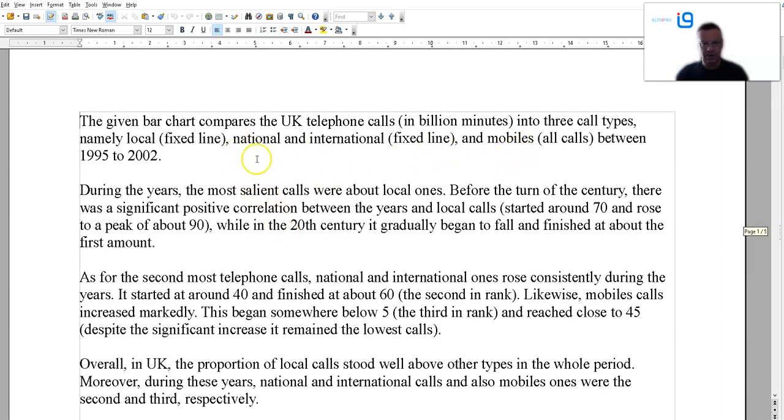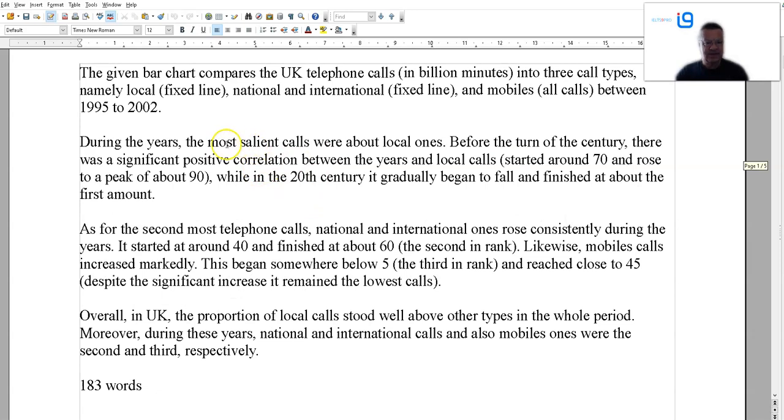So 3 call types. Okay, that's good. Now, salient calls were about and local ones. Well, the most noticeable calls were not about, they were. And salient means that which is noticeable. So the most noticeable calls were about local ones. Doesn't really work. Simply tell me what's the biggest, what's the smallest, etc.